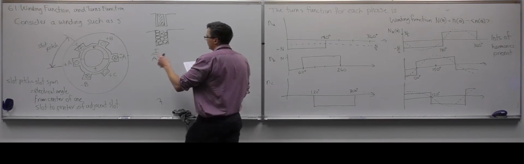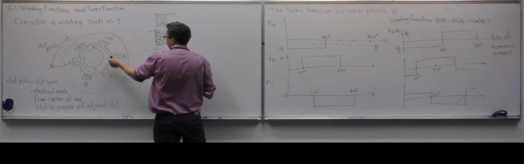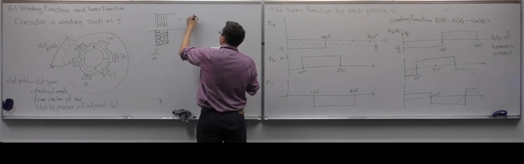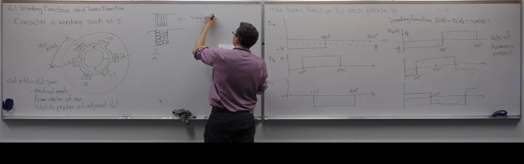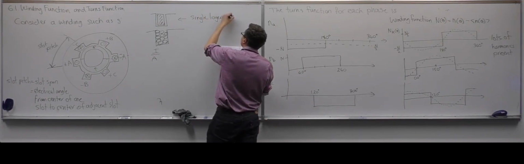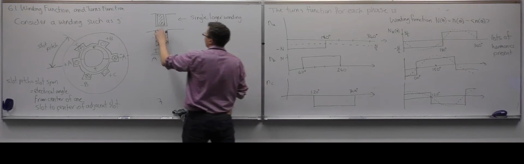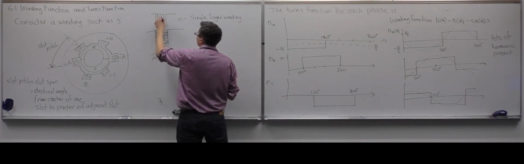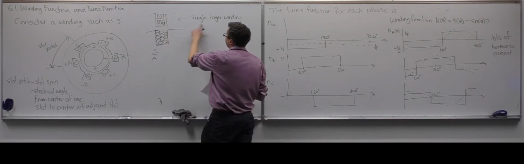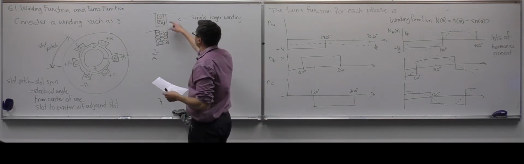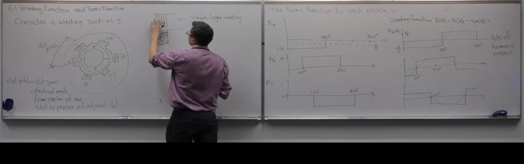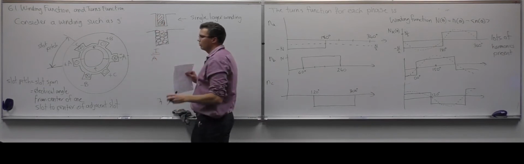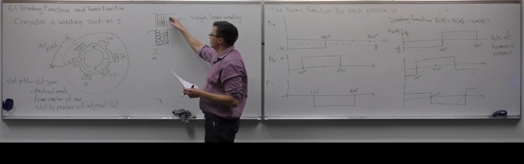But in this example here, we had one conductor going into each slot. So this is a single layer winding. If we had two conductors in the slot, then it would not be a single layer. It would be a two layer winding. And we'll look at what benefits there are of having multiple layers in a bit.